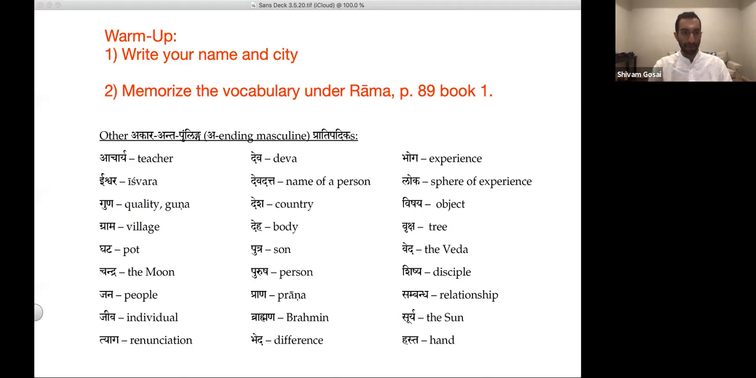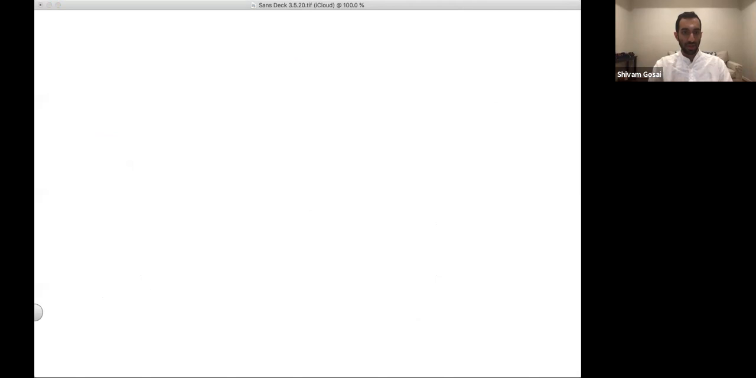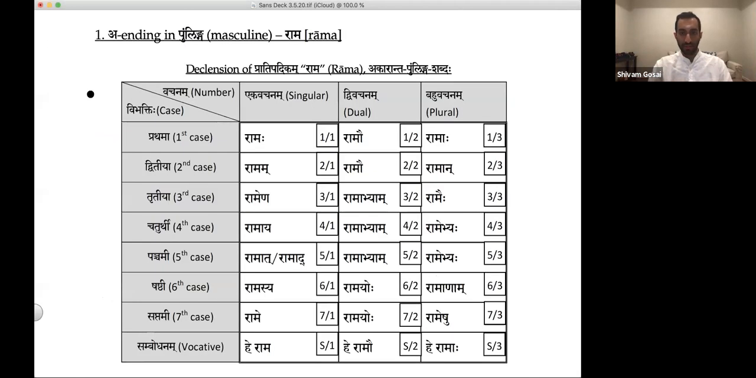Okay, so what we'll do is we'll chant our Rama Shabda, just the first three cases. So you can chant along with me. Ramaha, Ramo, Ramaha, Ramam, Ramo, Raman, Ramena, Ramabhyam, Ramaihi. Okay, so hopefully these are becoming more and more familiar. They don't look like totally out of nowhere.